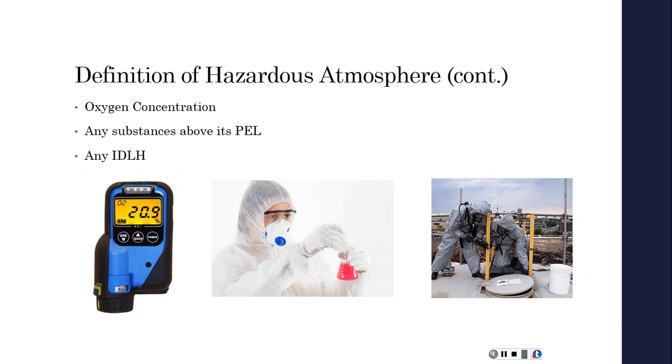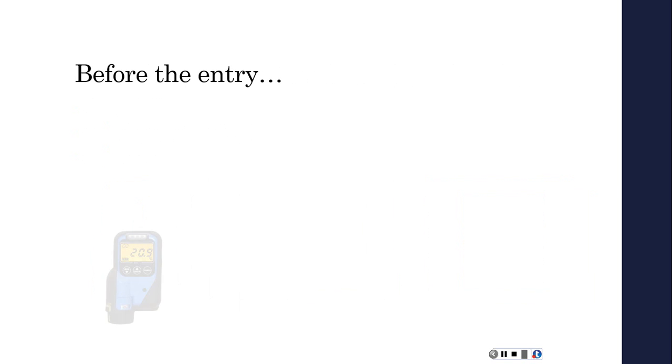Third, oxygen concentration below 19.5% or above 23.5%. Fourth, atmospheric concentration of any substance in excess of its dose, or PEL. And last but not least, immediately dangerous to life and health.